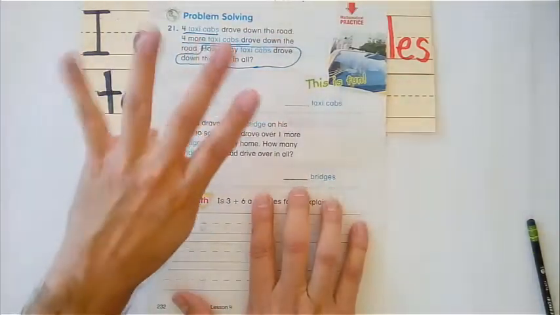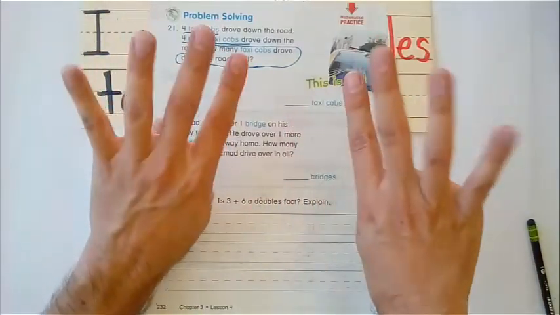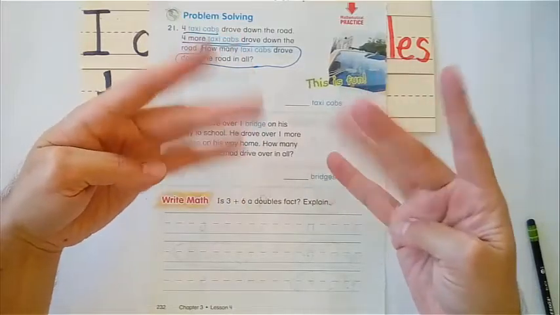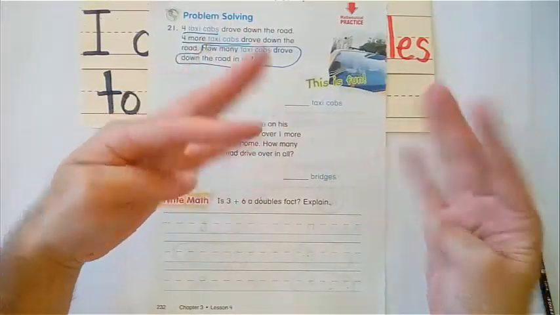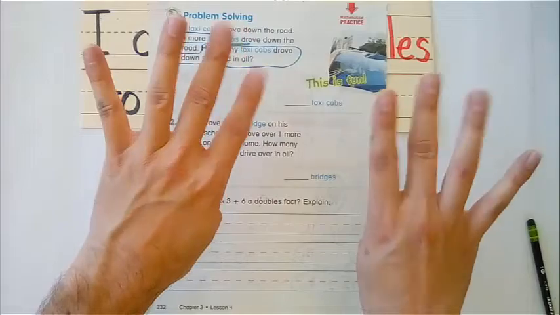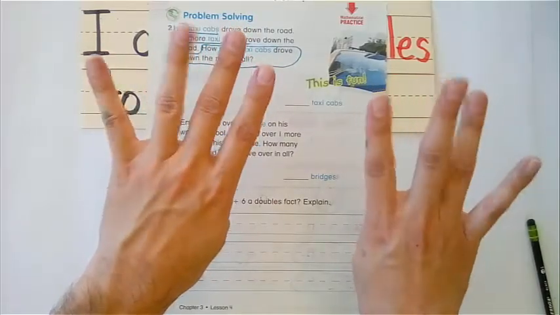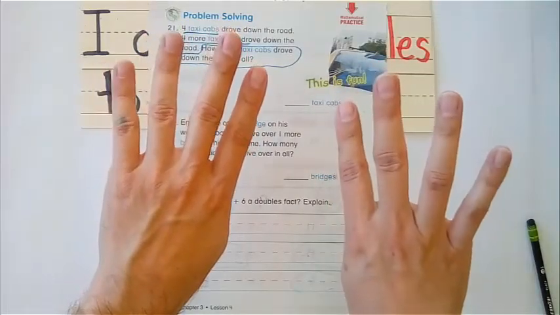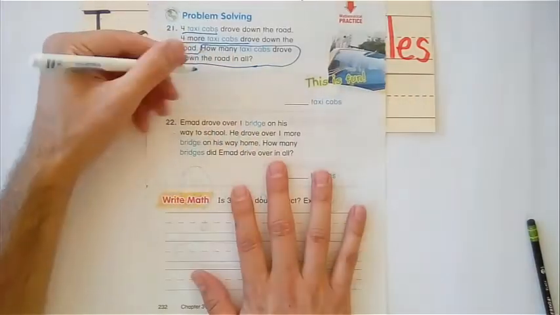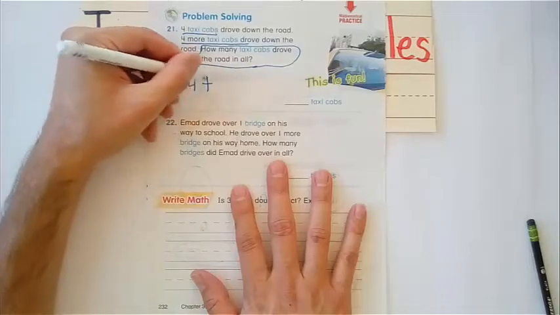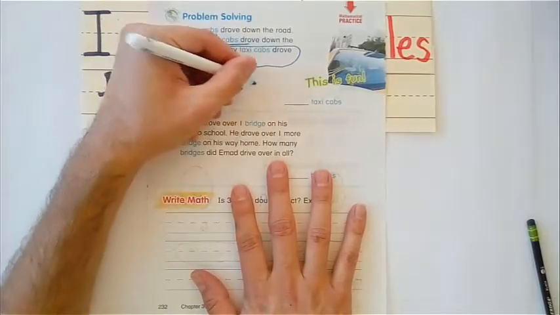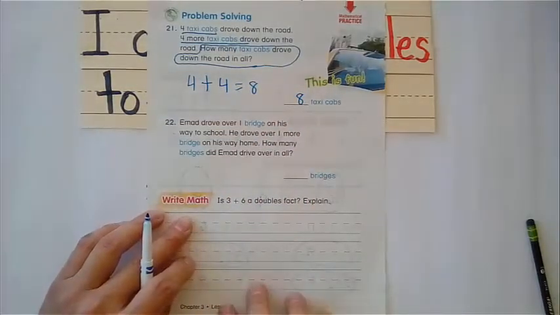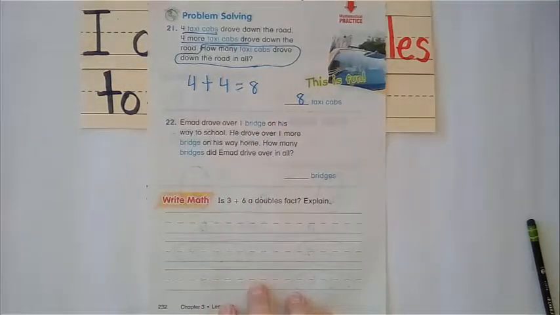So if I have 4 taxi cabs, and I have 4 more taxi cabs that drove down the road, how many taxi cabs is that? Hey, that looks like doubles. So what doubles number sentence can I write? That's right, I can write 4 plus 4 is 8. So let's write that. 4 plus 4 is 8. So I'm going to write 8 taxi cabs drove down the road.